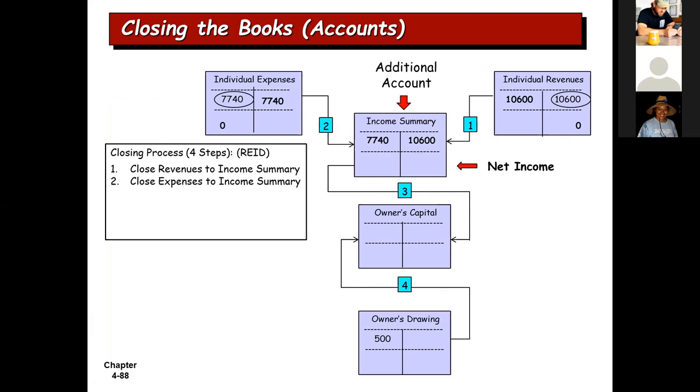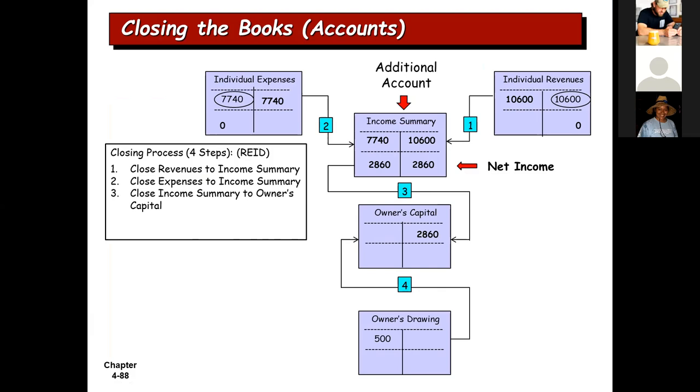The difference between those two entries is the net income, 2,860. Now we're going to close that to capital, or stockholders' equity, by debiting the income summary account and crediting capital. So this income summary is now zero. Everything that was recorded in revenues and expenses during the month was transferred to the income summary, with a credit balance of 2,860, which has now been moved into capital. So the capital account of the owner increased by 2,860.